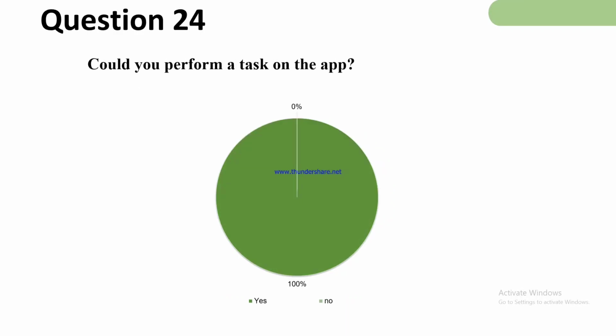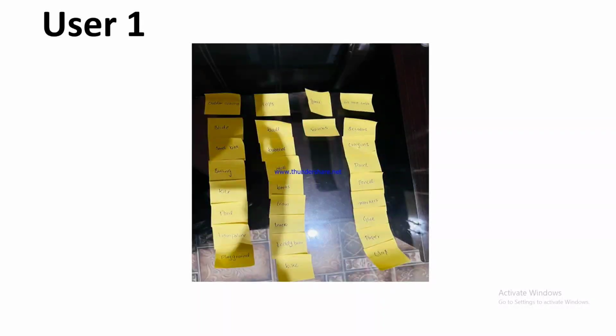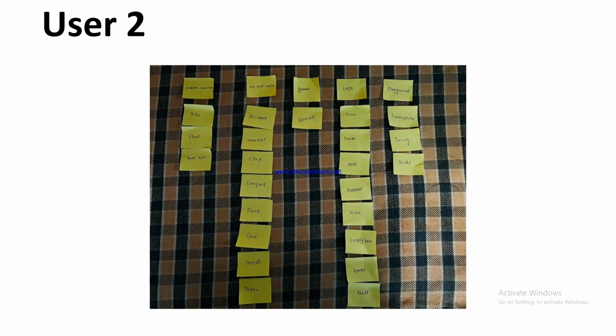Next I asked all the participants to perform a task on this app, and all the participants agreed to perform the task, and there was 100% results. So next I asked other participants to do card sorting based on the menus and sub menus. I took 10 users, and this was the result, and these are the images of the card sorting these users have done.